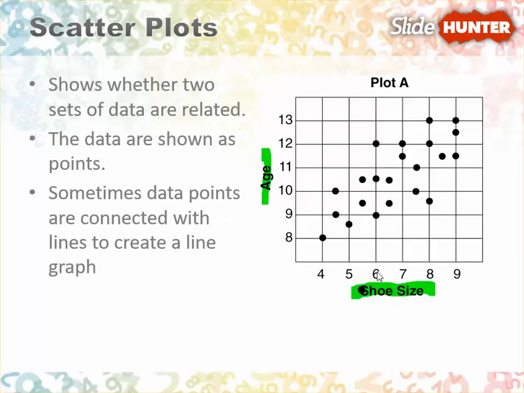And then what that means is we had lots of individual data. So this dot right here means that there was a child who had a size 4 shoe and his age was 8. This point in the top means that there was a child with a shoe size of 8 and his age was 13.